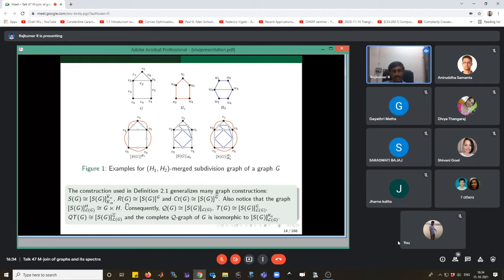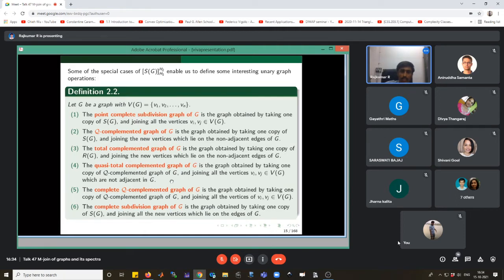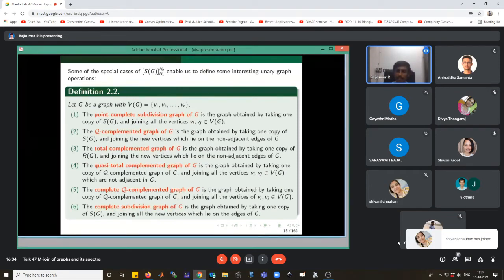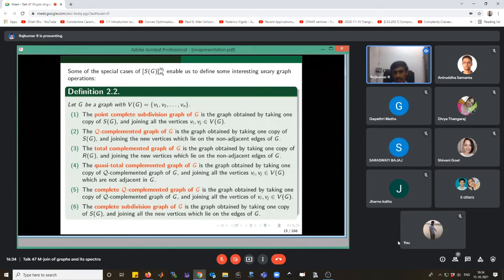So this construction generalizes several unary graph operations that are already available in the literature. Not only that, now we define some more interesting unary graph operations as special cases of this construction. That is listed here.